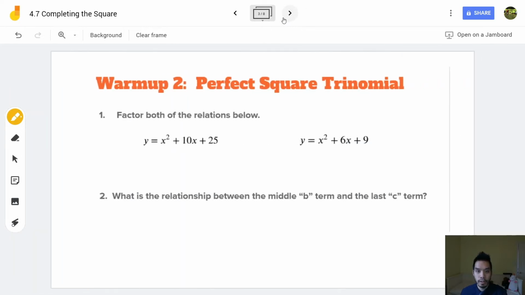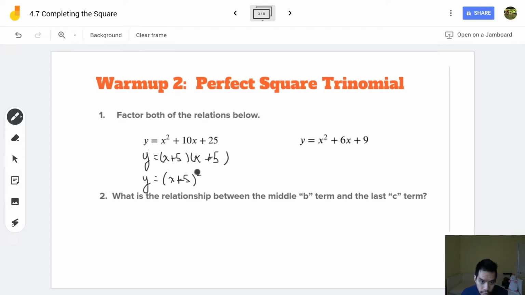So, let's take a look at another warm-up. We're going to review the perfect square trinomials. Factor both of the relations below. To factor this, we ask ourselves what two numbers multiply to 25 and add to 10. We set up our two brackets and ask what two numbers multiply to x squared, which is x and x. Two numbers that multiply to 25 and add to 10 are both 5 and 5. This can be rewritten as x plus 5 squared.